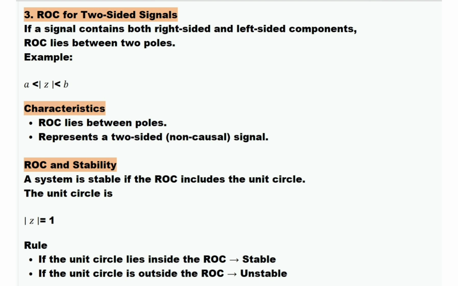Now coming to the ROC and stability. The system is stable if the ROC includes the unit circle. What is the unit circle actually? Here I have mentioned the unit circle is |z| = 1. The value of |z| should be 1. So here also we have the rule about the unit circle. If the unit circle lies inside the ROC, that means it's stable.